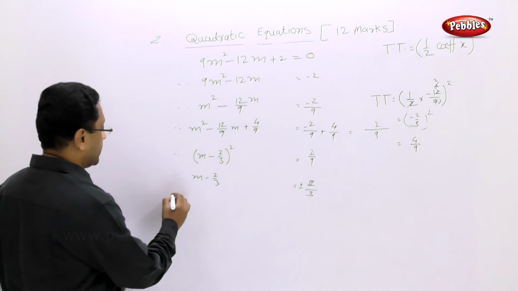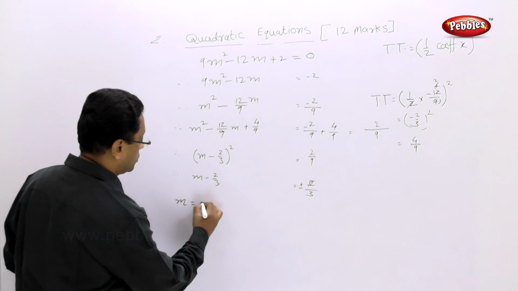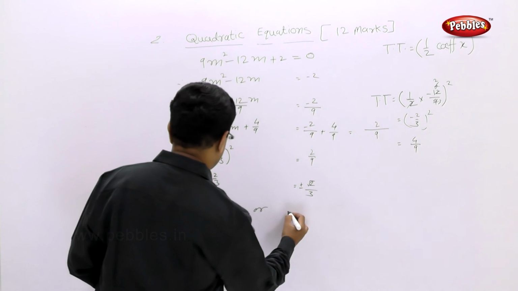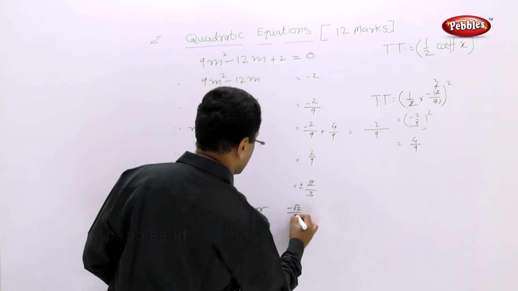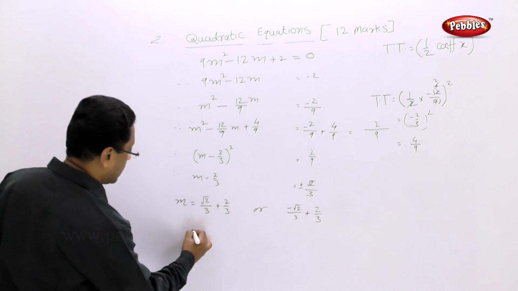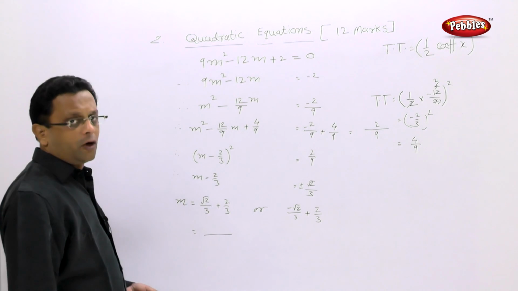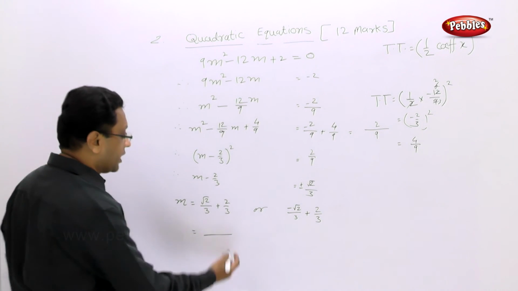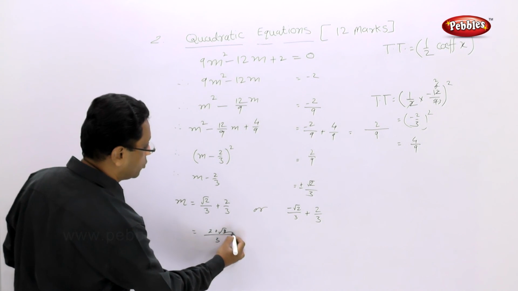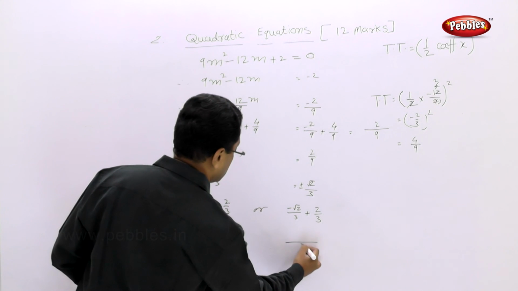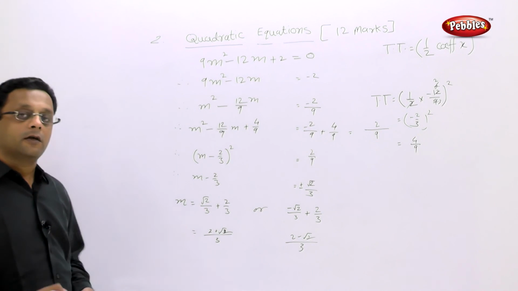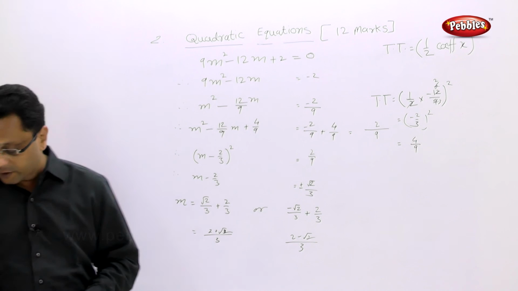Okay. So I will get m is equal to root 2 upon 3 plus 2 by 3 or minus root 2 upon 3 plus 2 by 3. So ultimately I will get here, if the denominator is common, then you don't have to cross multiply. Okay, just write the denominator. 2 plus root 2 or 2 minus root 2 upon 3. These are the roots of this quadratic equation.